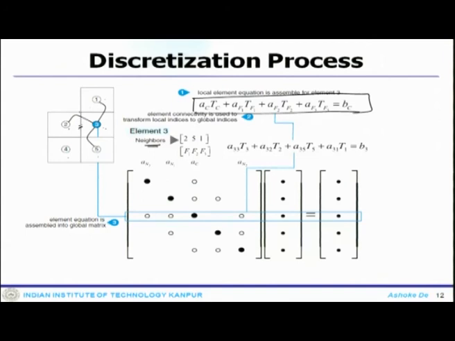This is the common phase. Element 3 and 1 have a common phase. Element 5 and 6 have a common phase. But if I look at element 3 and 4, they are connected with one common vertex, but they are not connected with common phases. So these are neighboring elements, not neighboring vertex.